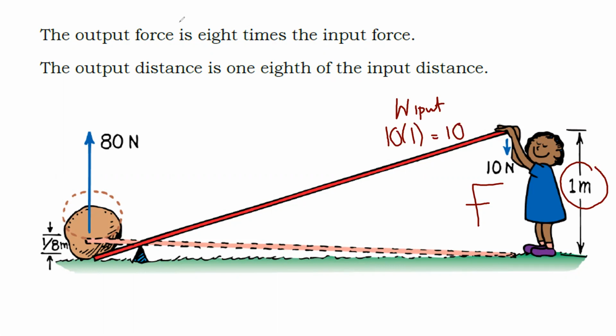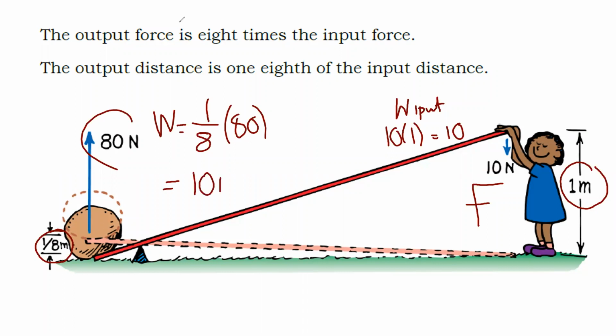Now let's see how the output will be. The output, since now the distance will be 1/8 of the first one, it will be 1/8. So the force will be 80. 80. So when you multiply them, you will have the same 10 work.